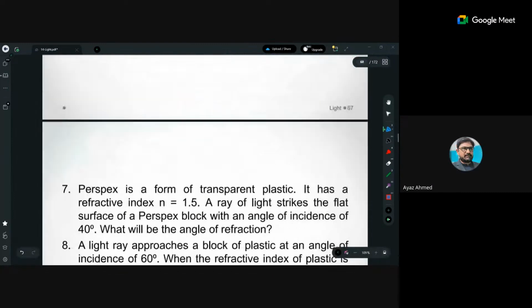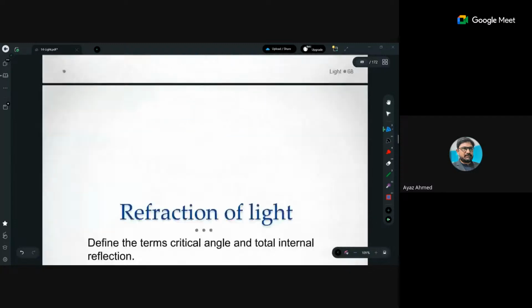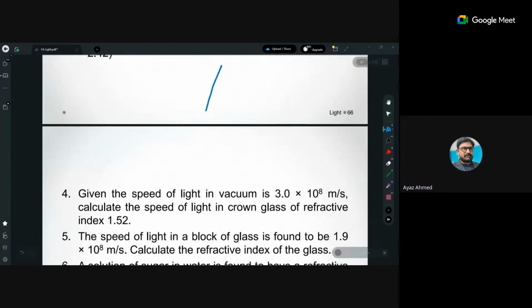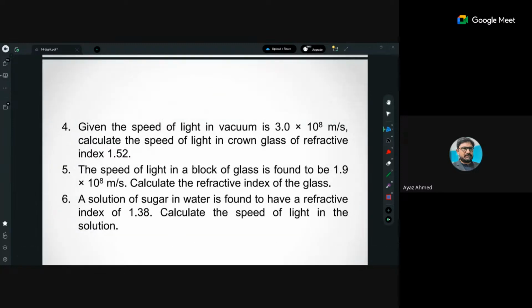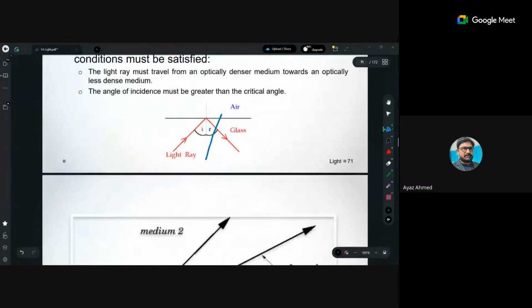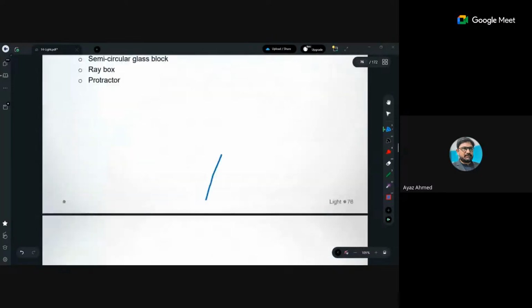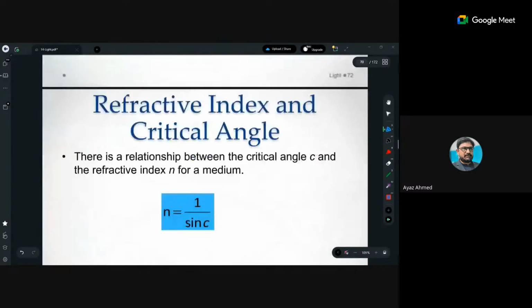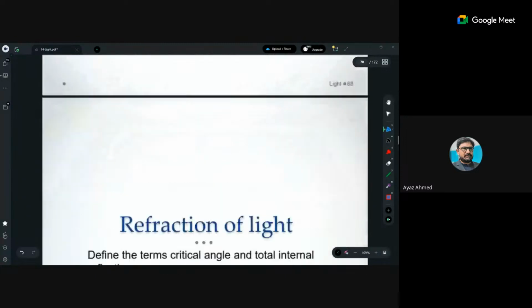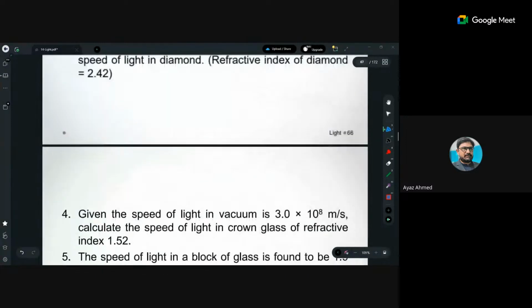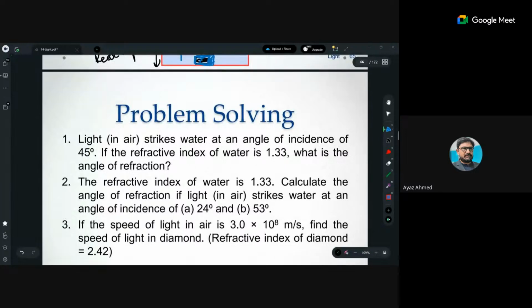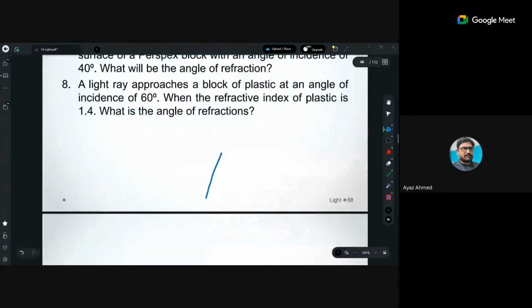Okay, so here are some problems. I have 5 more minutes for this class, so let me check whether I would be able to complete the concept of total internal reflection. These are the problems you are advised to solve as your homework. Please try these along with the remaining questions, and if you have any problem, ask me.